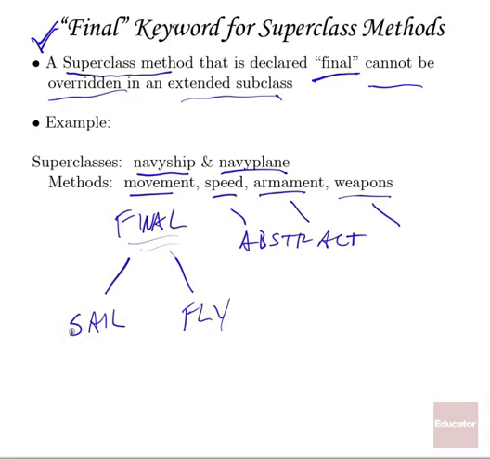And what this will enable the game to do is to make sure that, logically, ships will not be able to use the fly method and planes will not be able to use the sail method. So those methods are going to be finalized with the final keyword, and then all the rest of the variables can change as you go through polymorphism.